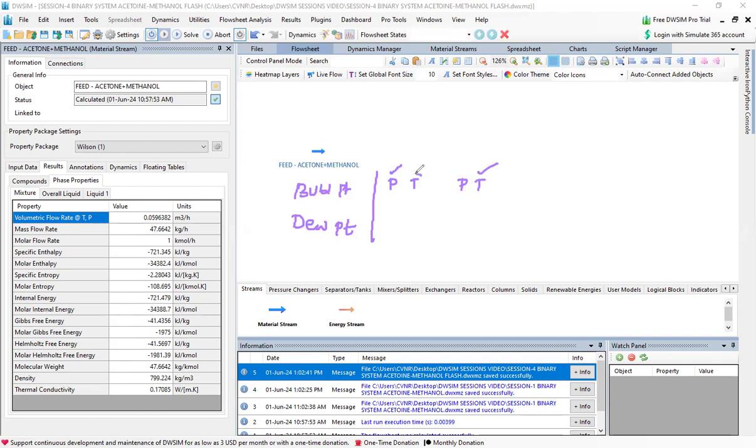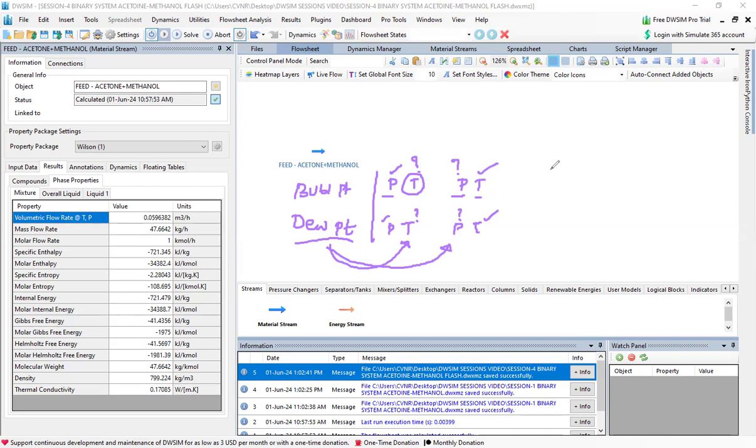If I know pressure and I'm finding temperature, I say it is bubble point temperature. Similarly, if the pressure is known and I'm finding temperature from the dew point perspective, it is dew point temperature calculations. If I know the temperature and I am calculating pressure, it is bubble point pressure or, from the dew point perspective, dew point pressure calculations.